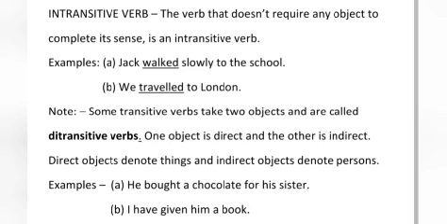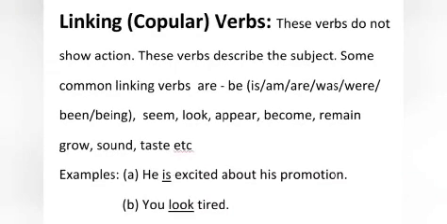Let's try to understand this through examples. He bought a chocolate for his sister. I have given him a book. In the first one, a chocolate is the direct object and his sister the indirect object. And in the second sentence, him is the indirect object and a book the direct object. I hope it's clear. Now children, let's take up another part of main verbs, that are no action verbs.